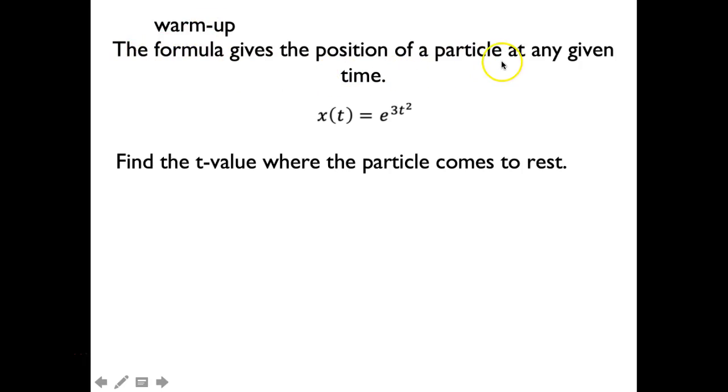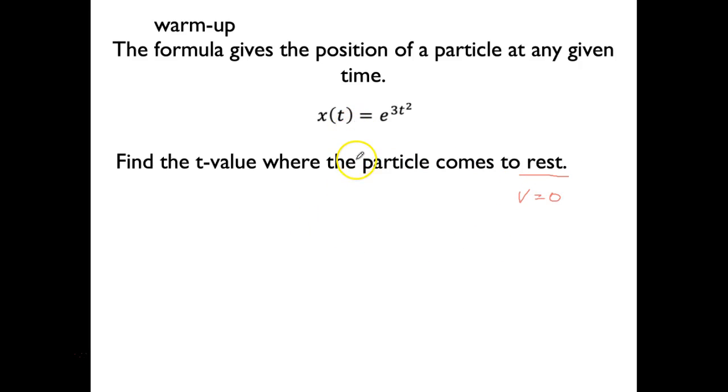The formula gives the position of a particle at any given time. So this is a position formula, and it is given by an exponential function, e to the 3t squared. Find the t value where the particle comes to rest. Remember, based off of what we were talking about yesterday, to find where something comes to rest, that's going to be when it stops, right? So that's talking about when the velocity is equal to zero.